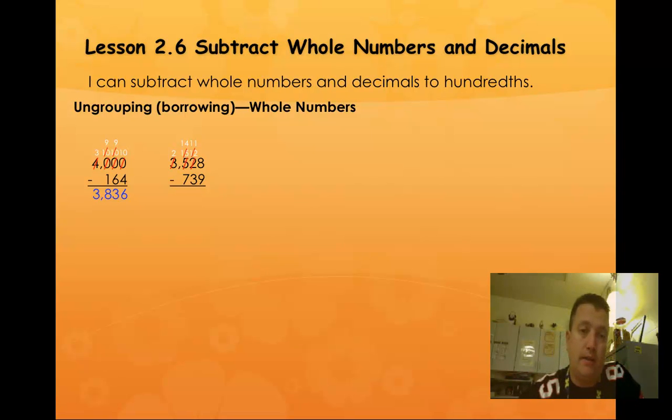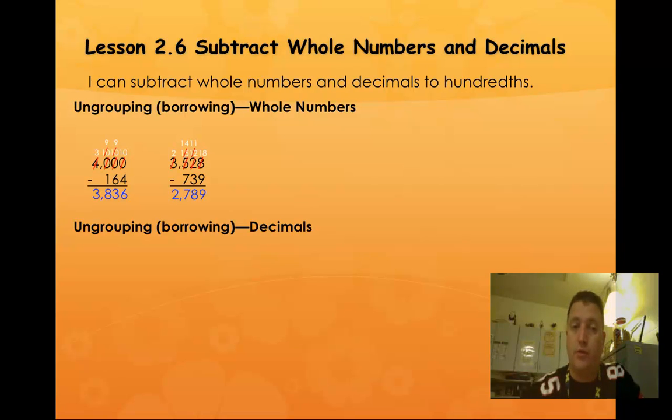And I borrow again. That leaves me with 11 tens. And then I'm going to take the 1 ten I borrowed, turn it into 10 ones. And then I'm going to make that into 18. Now I can subtract. 18 take away 9 is 9. 11 take away 3 is 8. 14 take away 7 is 7. Throw in the comma. 2,789.